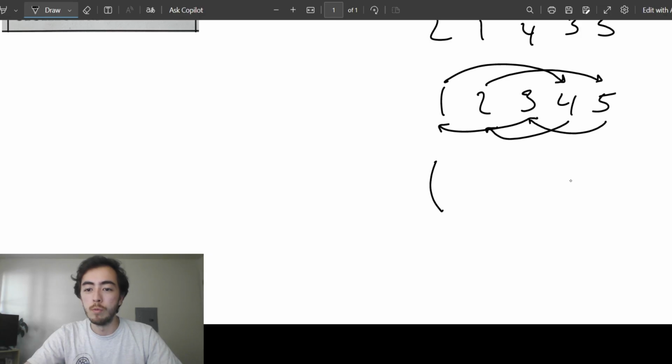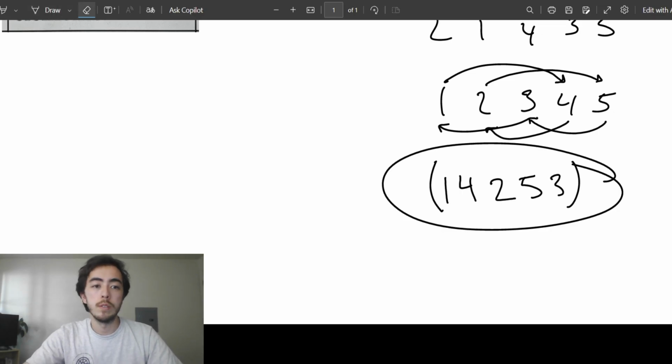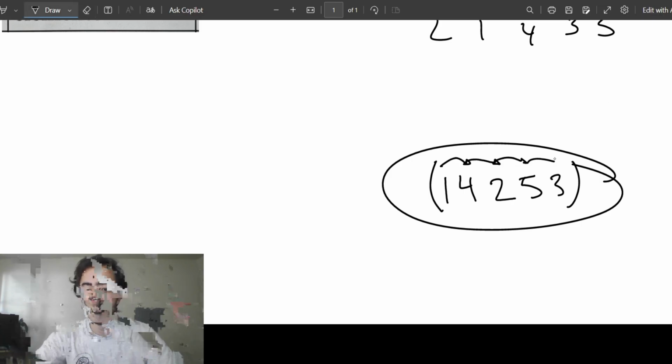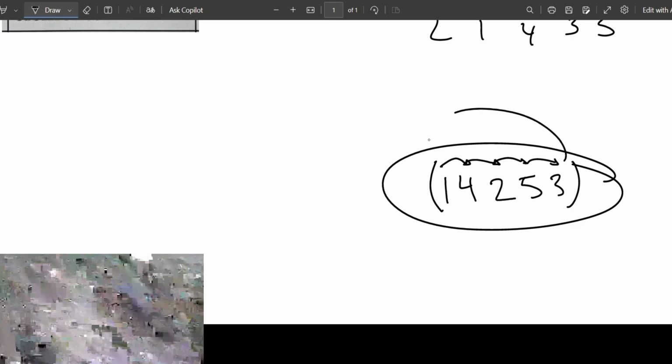And so one way to write this idea is that the number 1 went to the number 4, then 4 went to the number 2, then 2 to 5, then 5 to 3, and then 3 back to 1. And so this notation right here expresses the idea of bringing 1 to 4, then 4 to 2, then 2 to 5, then 5 to 3, and then 3 back to 1.